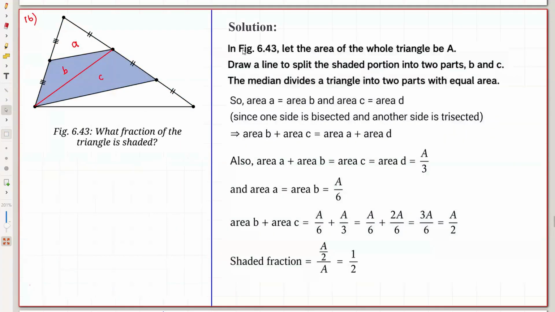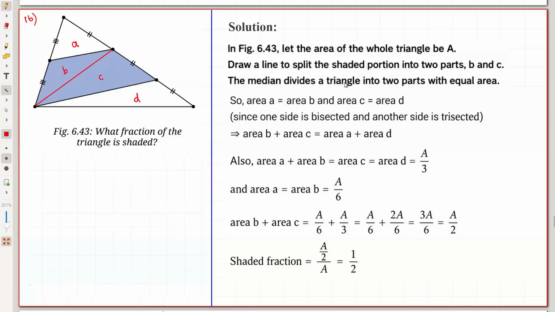You can just see here, right? So this is the figure. Okay, let the area of the whole triangle be A. Okay, A, B, C, D. This is D. So the area of the whole triangle is A. So draw a line, split the shaded portion into two parts. So B and C, I'm just dividing it.